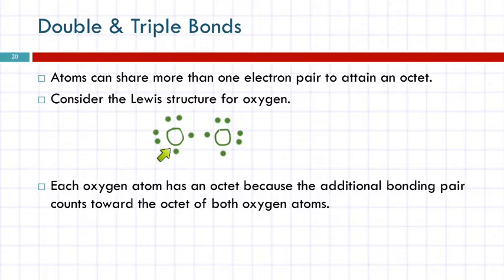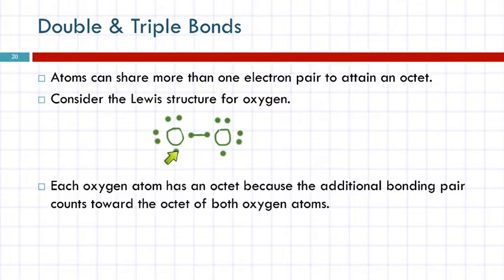So we can say, well, we've got 6 and 6. If they share this pair that are right next to each other here, then they both count the shared electrons. So this oxygen counts 2, 4, 6, 7. And the other also has 7. And so this is better. 7 is closer to 8, but it's still not 8.